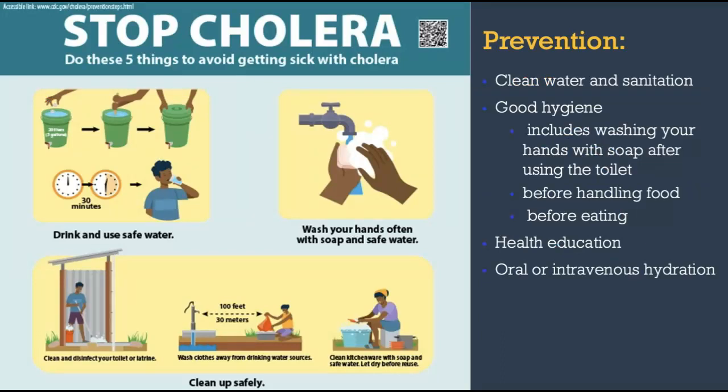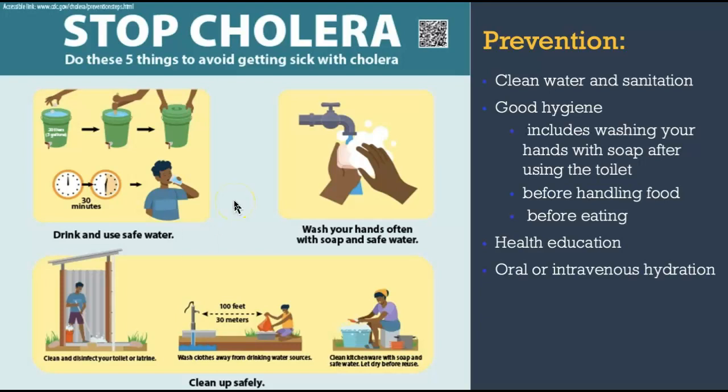Prevention of cholera consists of providing clean water and sanitation to populations, good hygiene, which includes washing your hands with soap after using the toilet, before handling food, and before eating, health education, and oral or intravenous hydration.